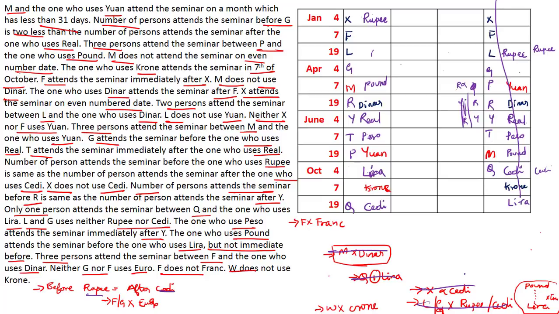The next one is FRG do not use euro. So therefore euro cannot be placed here, euro cannot be placed here.